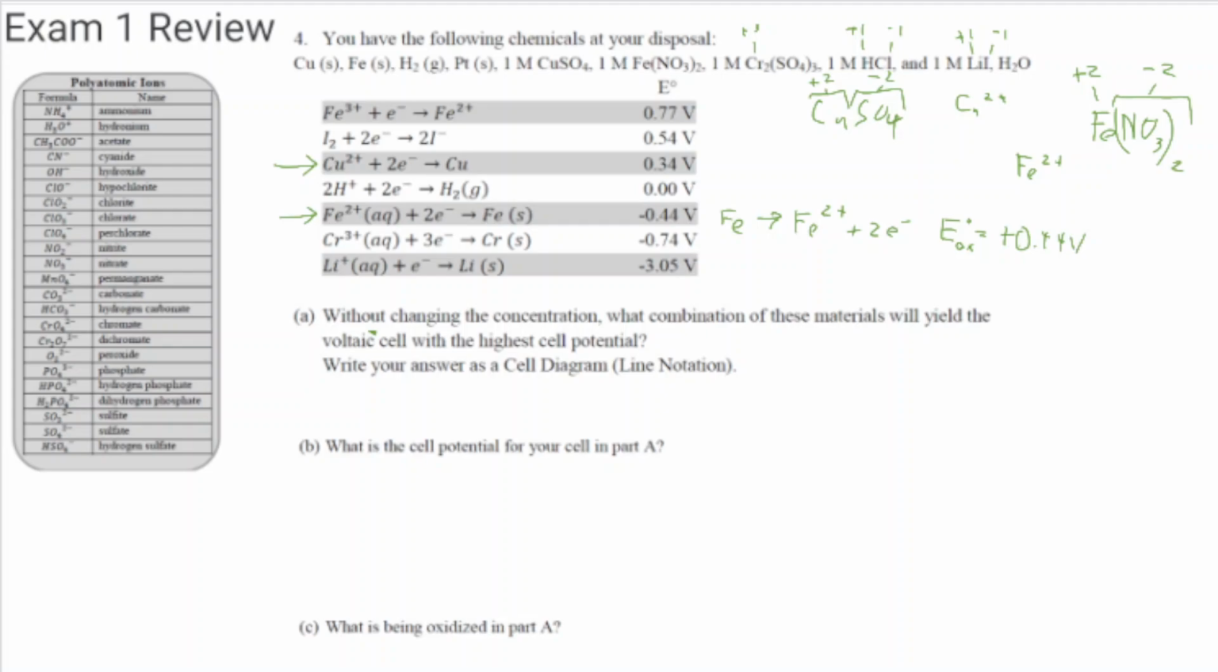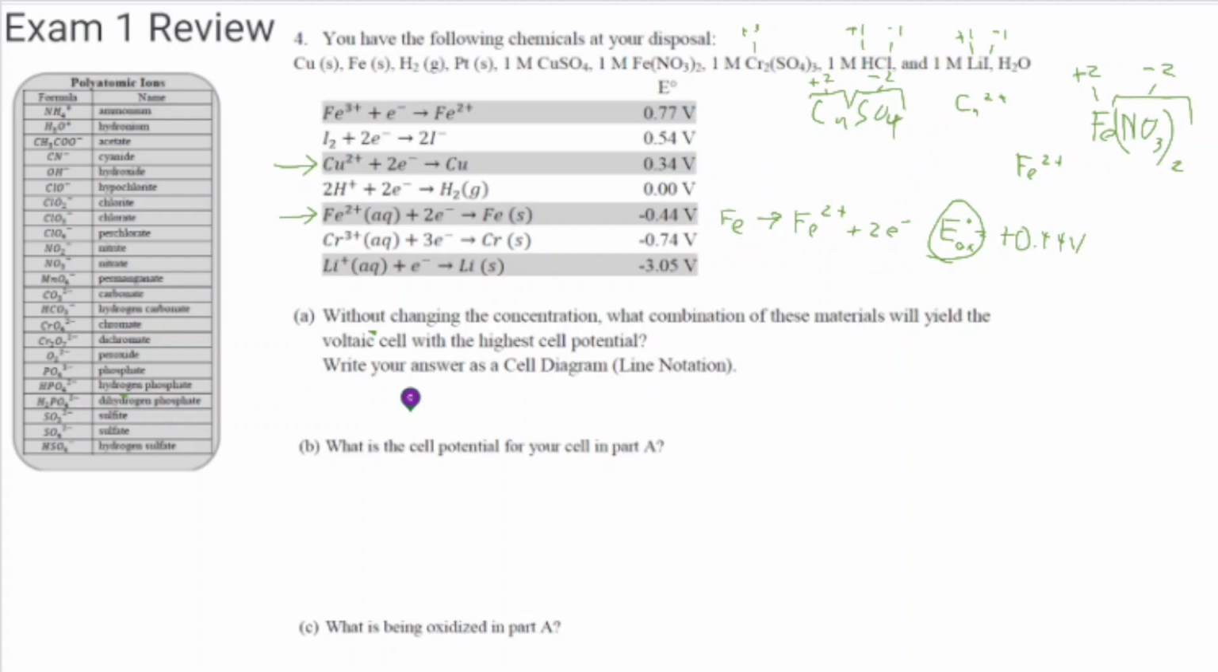All right, so now we need to write the cell diagram. So writing the cell diagram, what you want to do is find your oxidation reaction. And you always want to start off with essentially the reactant for your oxidation reaction. This is what is going to be producing our electrons. Our iron is going to break up. It's going to form iron 2 plus and electrons. So it's producing electrons as it breaks up. So that's where our electrons are coming from.